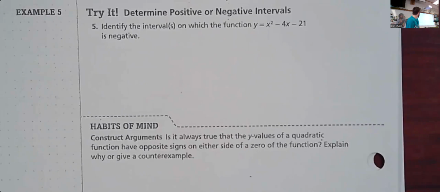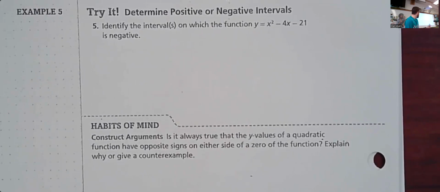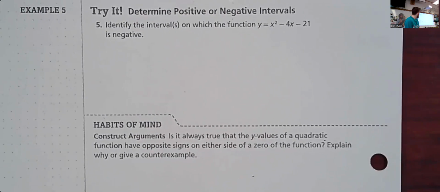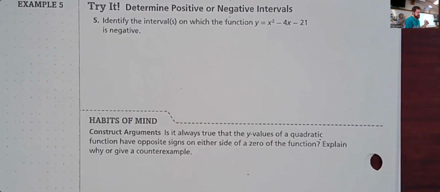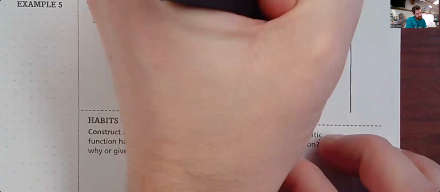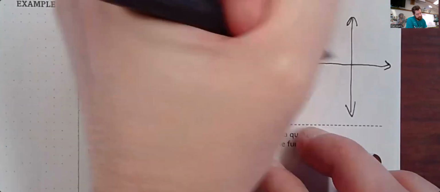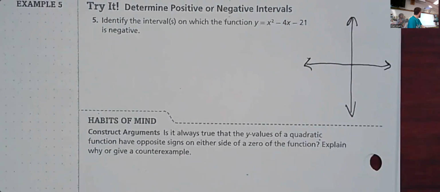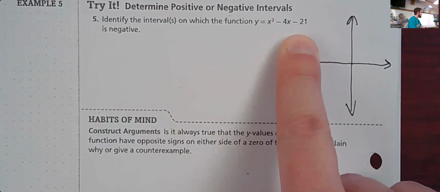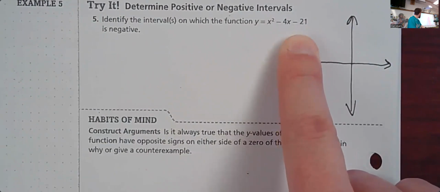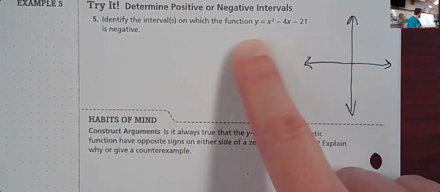on a problem like this, it's a good idea to just imagine a sketch of the graph. So let's think about this for a second. I'm just going to set up an XY axis over here. What's our value of a? 1. Does this graph face up or down? Up. Okay. Our y-intercept is at negative 21. And then our vertex is going to be at, what is that?